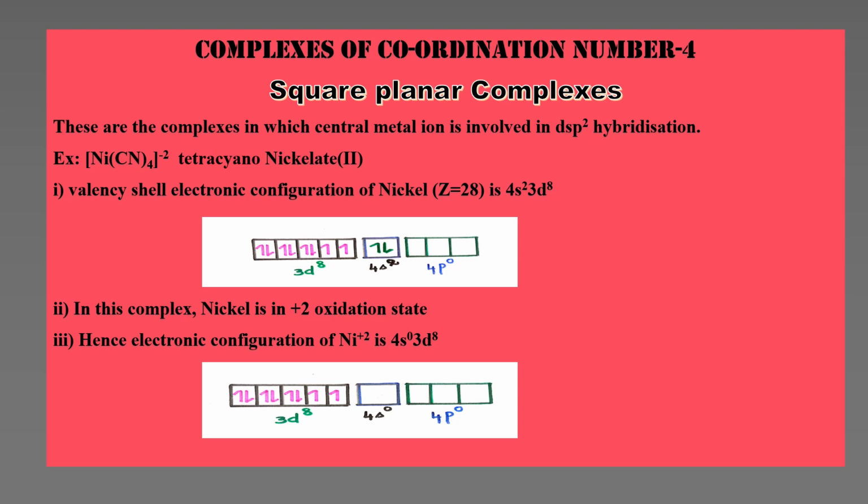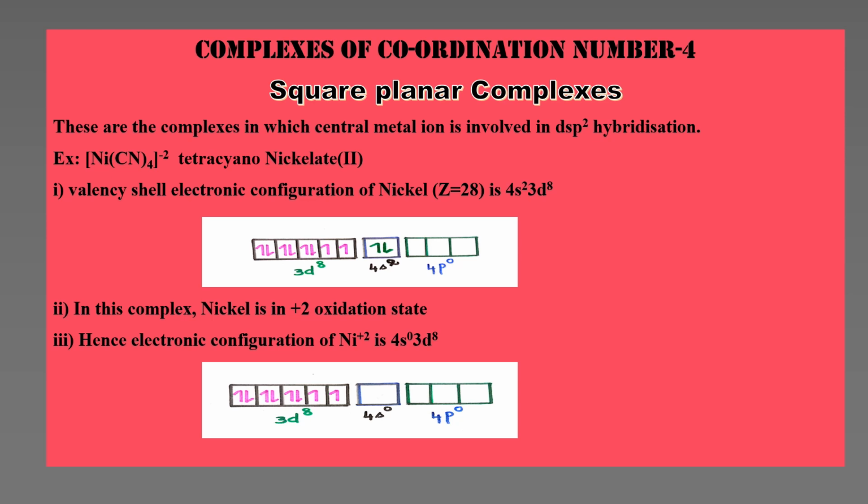So what is a square planar complex? Which complex is called a square planar complex? These are the complexes in which the central metal ion is involved in d-sp2 hybridization. So the complexes in which the central metal ion is involved in d-sp2 hybridization are called square planar complexes. The example taken under square planar complexes here is [Ni(CN)4]2-.